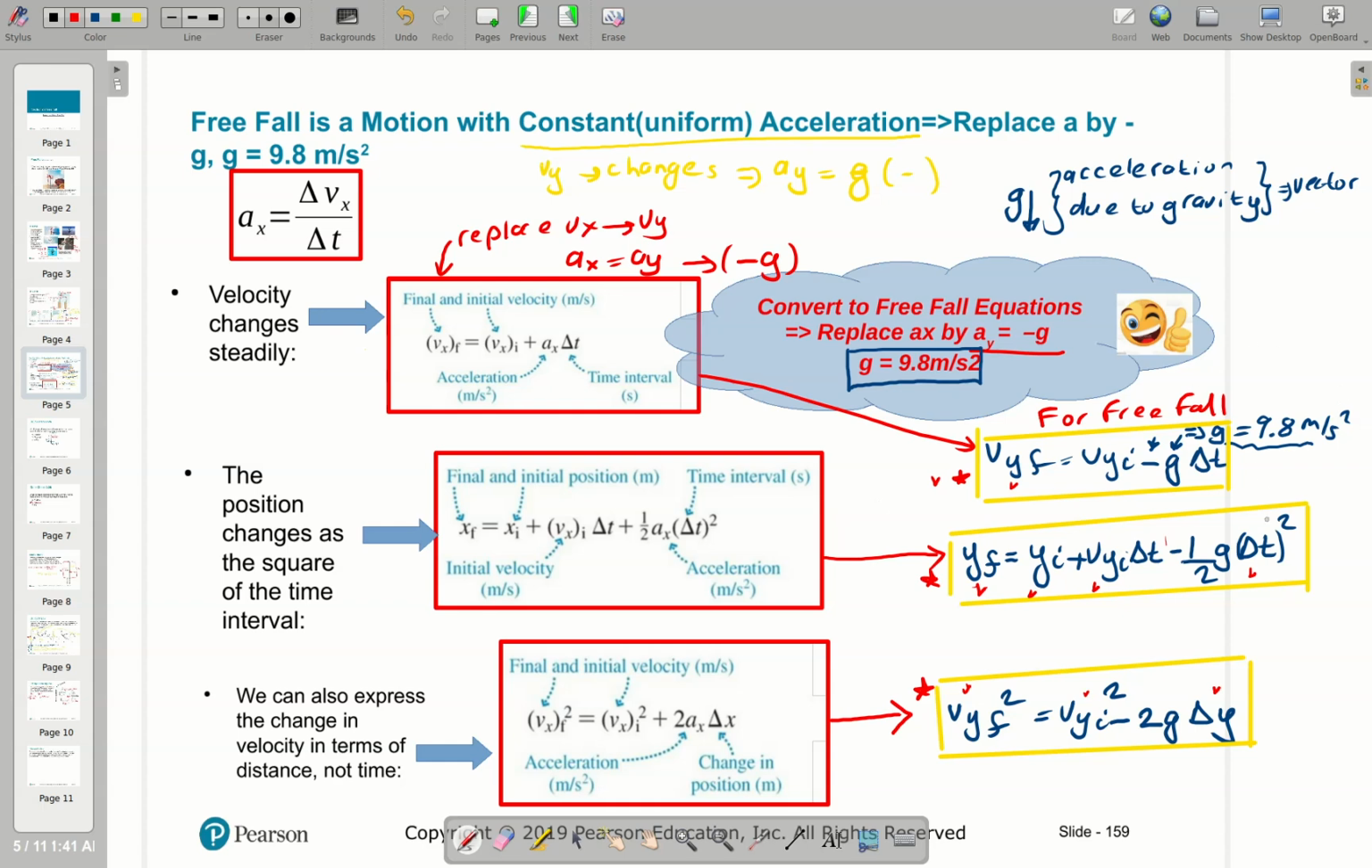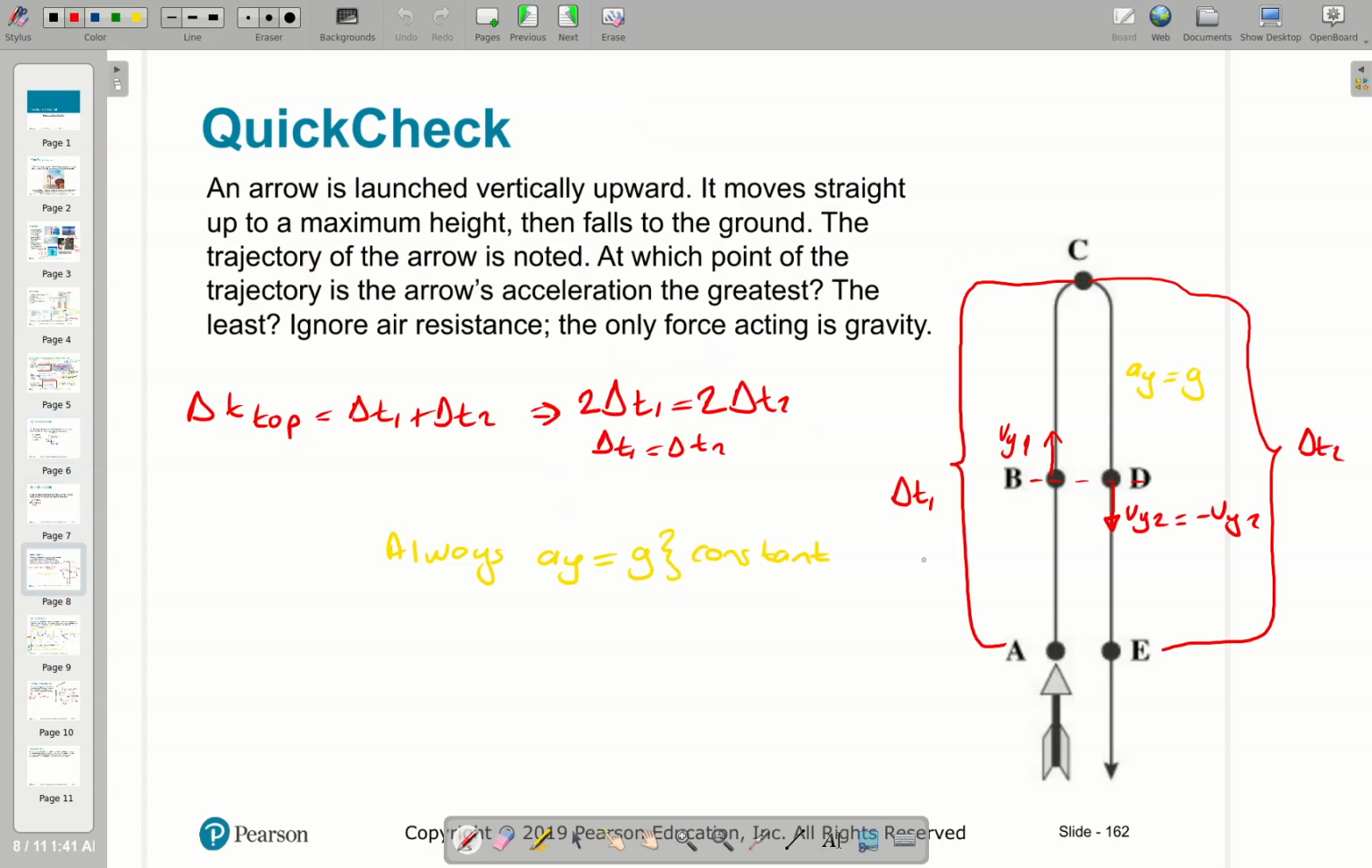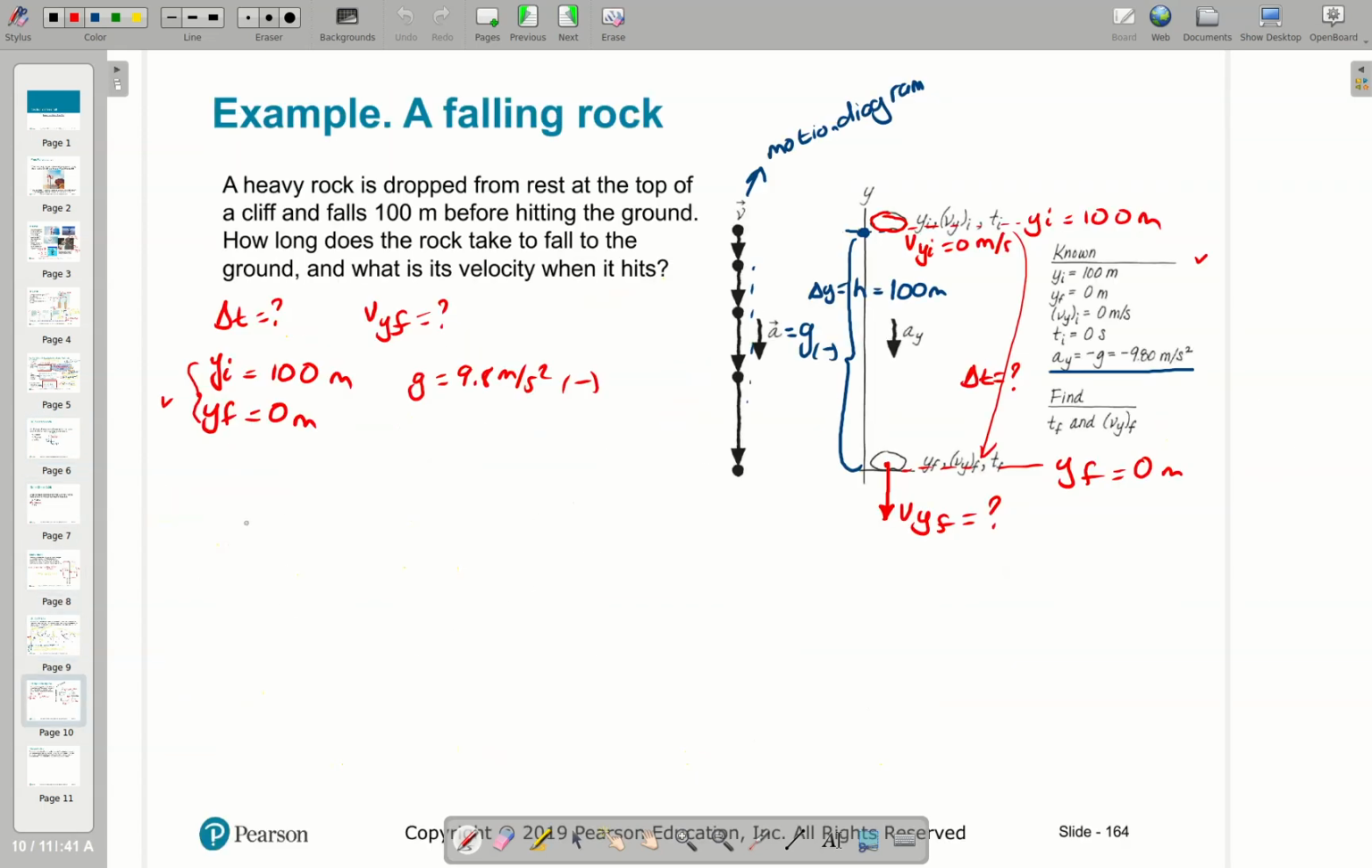Since I have delta t squared here, I don't want to deal with squares, so I'm going to go this way. I'm going to use this equation, Vy final squared is equal to Vy initial squared minus 2g delta y. I know this, that, and that. So I'll say delta y is equal to y final minus y initial, and that will be equal to 0 meters minus 100 meters. So minus 100 meters. This one is 0.